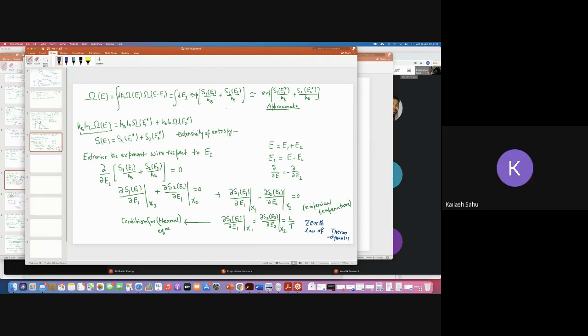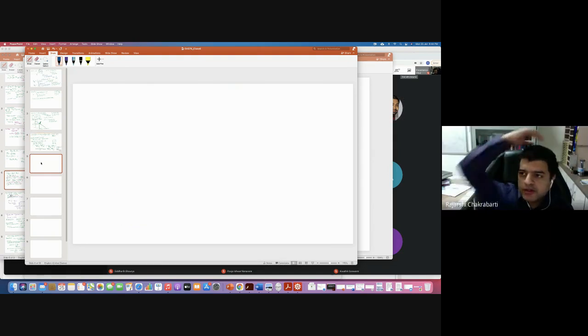Those states are preferred. These are approximations just for calculation. Yes, this is a very good question, because if you stretch it further, you go into the philosophical aspect of statistical mechanics.